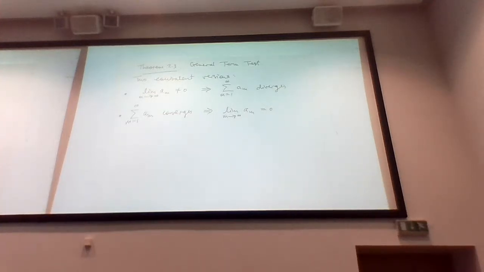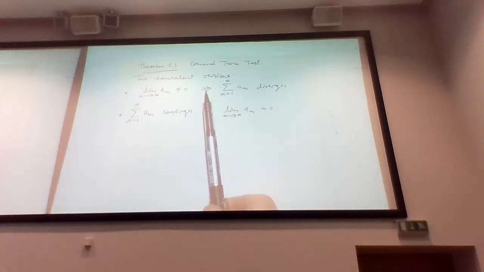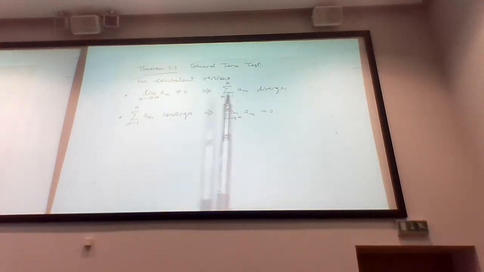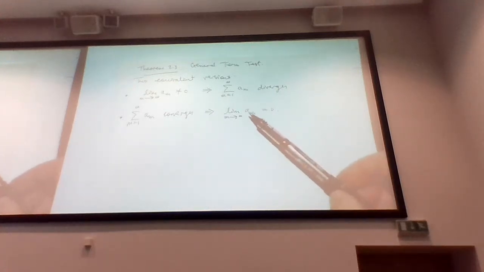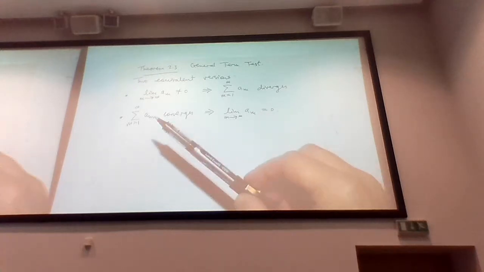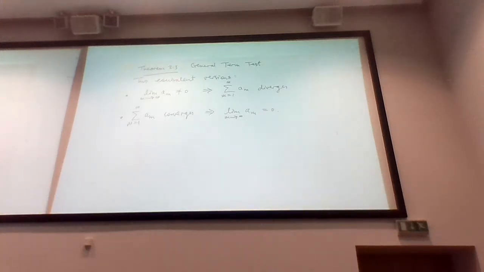And the warning I gave you yesterday is be careful with the directions of these arrows. If you reverse the direction of the implication, it's not true. So you'll run into trouble and you'll make mistakes if you assume that the implication arrow goes the other way. Knowing that the limit of terms is zero is not enough to know that the series converges. A classic example of that is the harmonic series, whose terms do converge to zero, but the series still grows without any upper bound. So the harmonic series diverges.